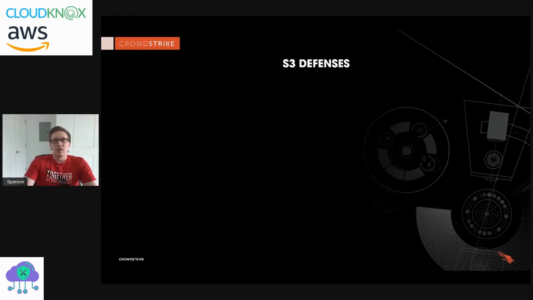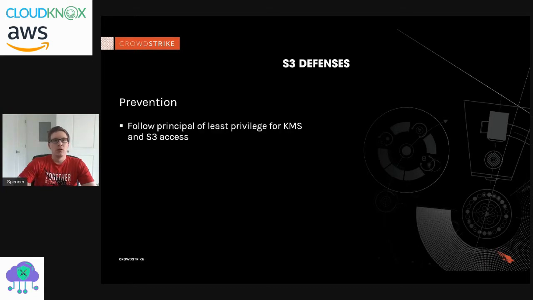So S3 defenses. We're going to talk about prevention and detection, because they're both very important. In terms of prevention, an easy one is just follow the principle of least privilege. This applies to KMS key policies, S3 bucket policies, and the IAM privileges you're granting to your users and roles for those specific services. Offsite backups.